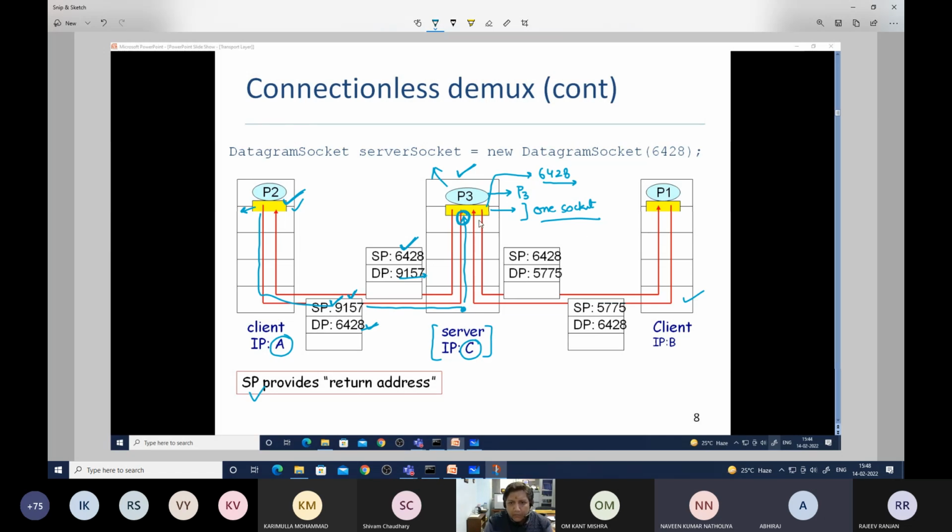Fine. So now P1, similarly, wants to send a packet, and will be using its own source port number, which is 5775. Destination port will be 6428 of this socket. When P3 wants to reply, that destination port will become the source port of P1. In this way, in connectionless demultiplexing, only one socket is sufficient to handle things.